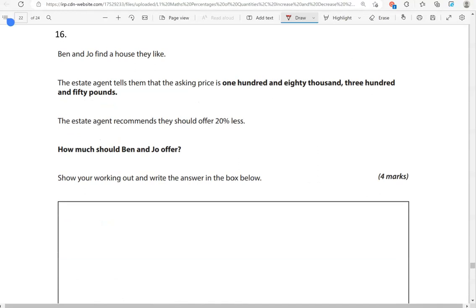Ben and Joe find a house they like. The estate agent tells them that the asking price is £180,350. The estate agent recommends they should offer 20% less. How much should Ben and Joe offer? Show your working out and write the answer in the box below.